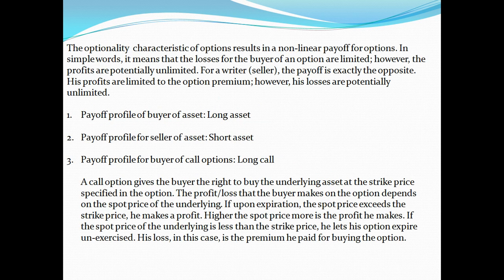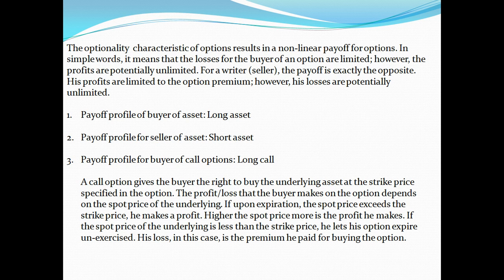Let's go ahead with the option payoff. The optionality characteristic of options results in a non-linear payoff. In simple words, it means the losses of the buyer of options are limited. However, the profits are potentially unlimited. For the writer or seller, the payoff is exactly opposite. His profits are limited to the option premium. However, his losses are potentially unlimited.